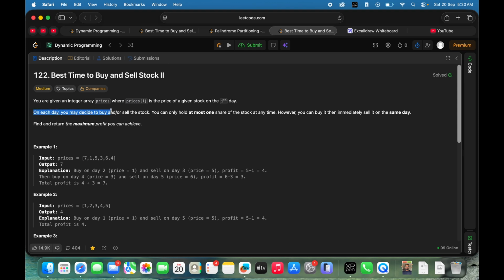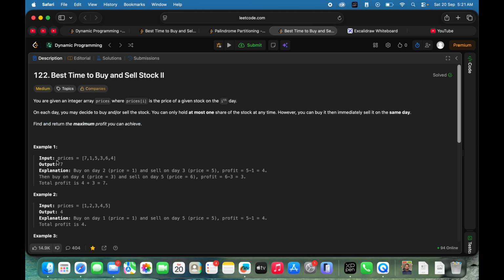On each day, you may decide to buy or sell the stock. You can only hold at most one share of the stock at any time. So basically, I cannot say, okay, give me two shares of this stock. I can only hold one share at any given time. However, you can buy it and then immediately sell it on the same day. So it means I can do day trading. I need to find and return the maximum profit we can make during the entire time.